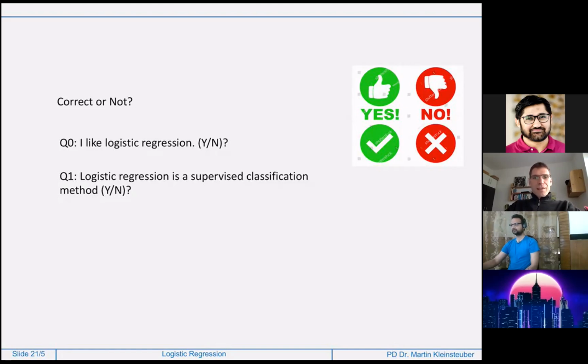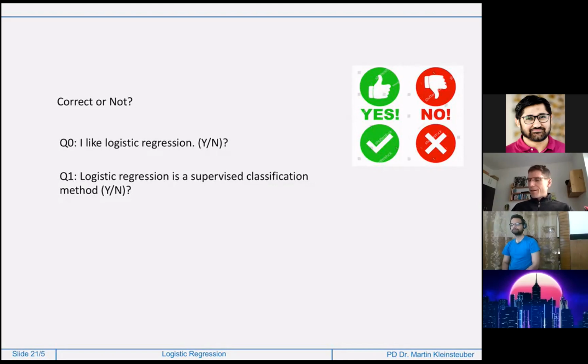So it is a supervised classification method, the way we defined it, because we have an input and an output variable, and we have observations that allow us to estimate the distribution of the output variable, and so we train our method towards an output variable. So this is a supervised classification method. Is that clear for the one that voted for no, or is there some discussion? Okay, good. Some discussion needed.